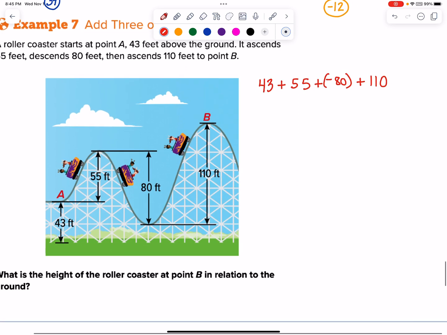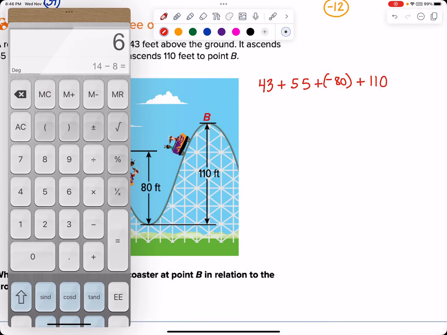So let's go ahead and solve this out. Let me move this over. Obviously 43 plus 55, we can represent that as 98. And now you've got to bring everything down. And now we have the 98 plus the negative 80. So different signs subtract, 98 minus 80. Keep the sign of the bigger digit, then you'll be exact. The bigger is positive, so right now we're at positive 18 plus 110.